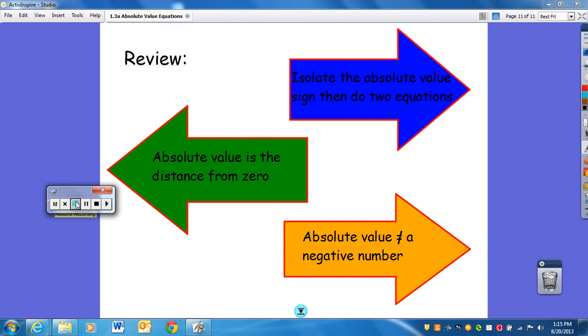So let's finish up. Absolute value is distance from 0. Please remember to isolate the absolute value sign and then do the two equations. And remember, absolute value cannot equal a negative number. As you finish, please continue with the reflection.